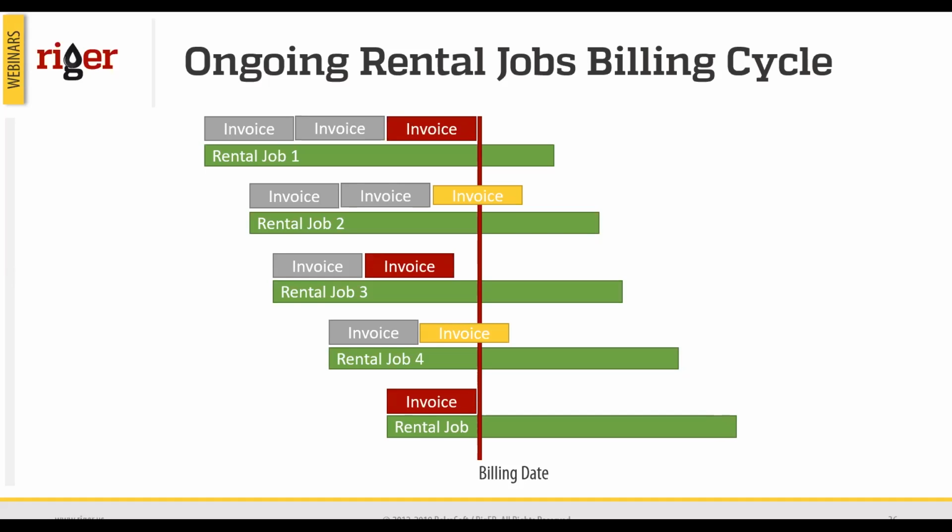So when you run the invoice generation tool on billing day, it calculates next billing periods and analyzes which ongoing rental jobs can be invoiced today. It generates invoices only for those jobs where the billing date is past the billing period end date. It means that this tool does not invoice ongoing jobs which are in the middle of a billing cycle. As you can see, the tool will invoice jobs number 1, 3, and 5, and other jobs will be invoiced with the next billing date.